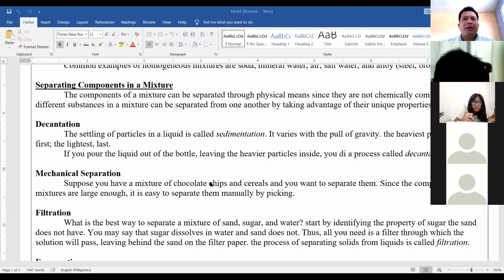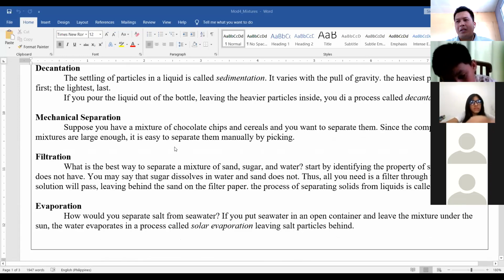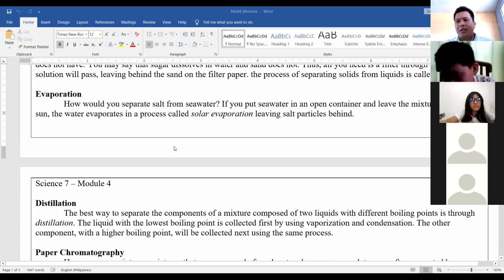Okay. When we talk about mechanical separation, class, it's simply picking, no? Manual picking of the materials from the mixture itself. You buy a ding dong. A ding dong is a mixture of green peas, mani, cheese curls, and whatever. You can apply mechanical separation to a ding dong. Okay? You can just simply pick out the materials there.